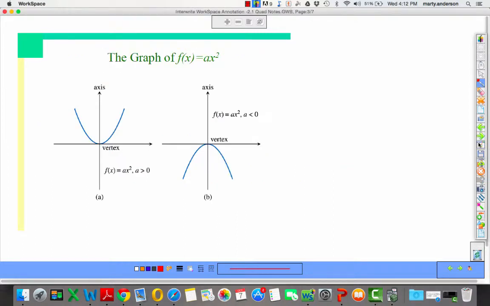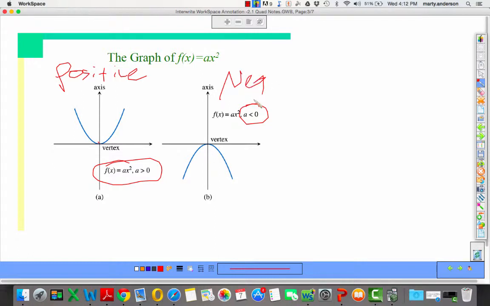We already did this when we did our transformations. First one says if we're just talking about ax squared, if a is positive, positive means to open up. We have a minimum value. If a is less than 0, that's going to be negative. That's going to mean that it's opening down.